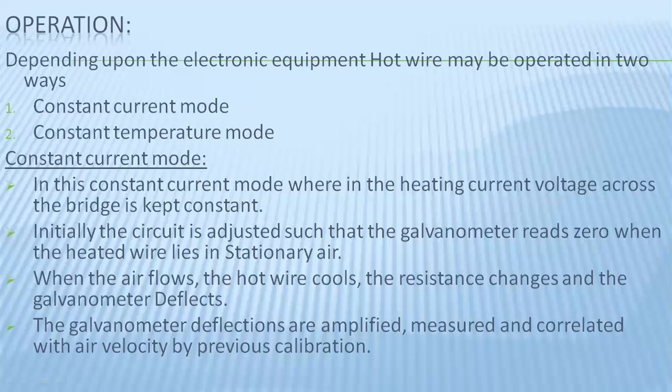So the wire is in stationary air. Whenever the air flows, the hot wire cools, the resistance changes, and the galvanometer deflects.